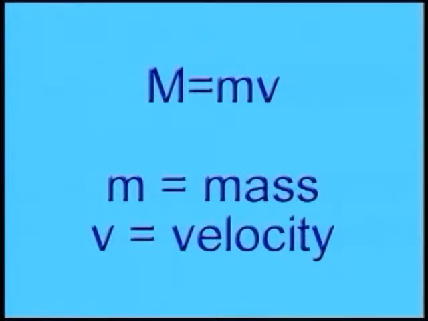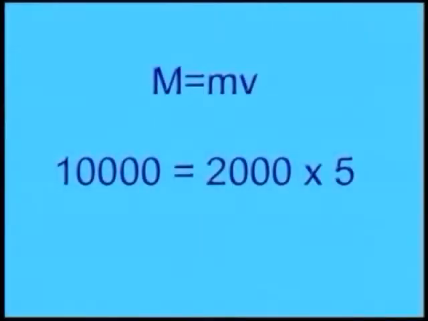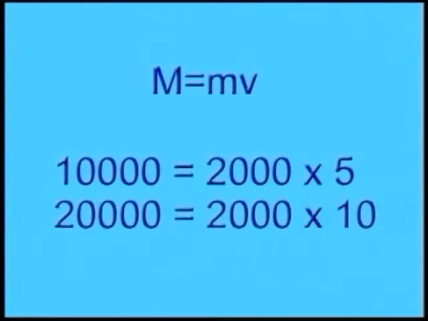Momentum is simply the energy of a moving object and is mathematically described as being equal to the mass or weight of an object multiplied times its velocity or speed. From this equation we can see that the heavier an object is, or the faster it is moving, the more momentum it will have. For instance, a 2,000-pound car traveling 5 miles per hour will have only half the momentum of the same car traveling 10 miles per hour.